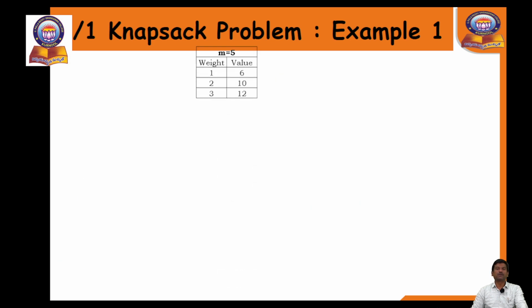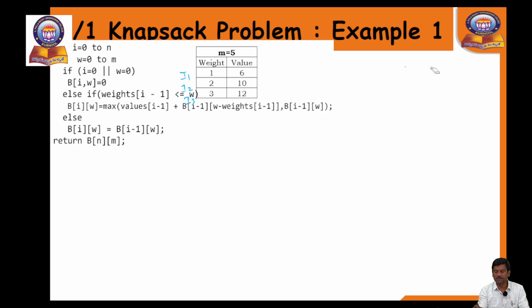So consider m equal to 5, that is the knapsack capacity. The weights are provided: the weight of the first item is equal to 1 and the value is 6, and the weights and profits of the second and third items are also provided. Based on this algorithm, you have to solve the 0 or 1 knapsack problem using the dynamic programming concept.